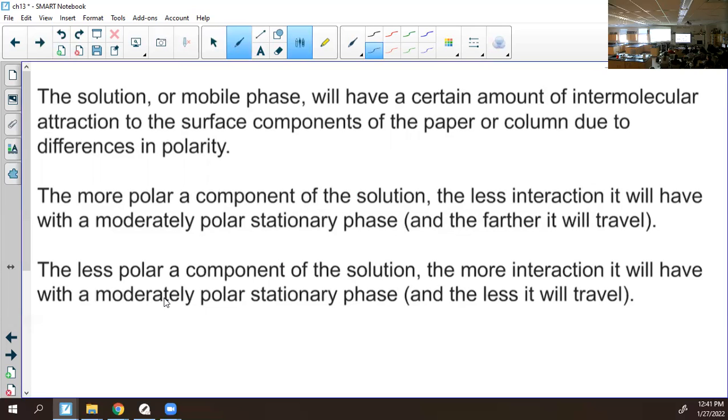The less polar a component of the solution, the more interaction it will have with the moderately polar stationary phase, and the less it will travel, which is just what we said with the blue. If it made sense before, don't let these words confuse you. Blue went farther because it was polar, and so also was the mobile phase. So it moved with the mobile phase the farthest. Fair enough?